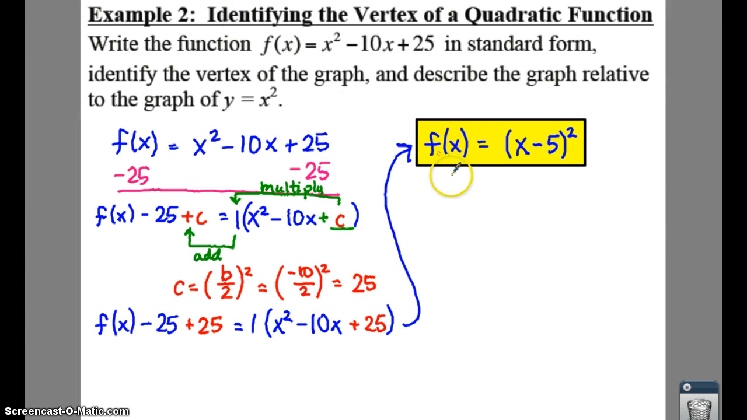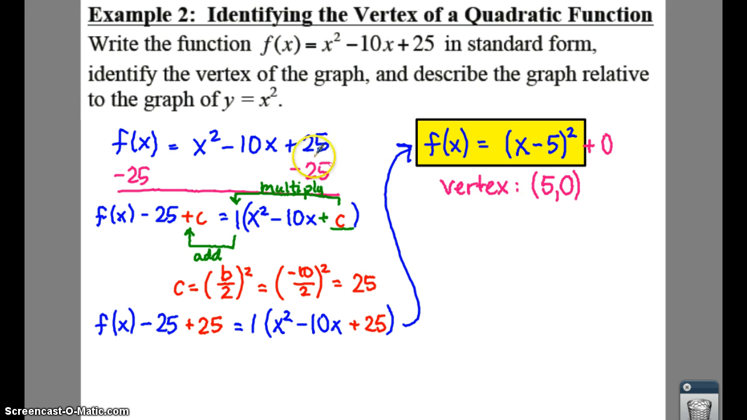So now let's identify our vertex. Remember you have to use whatever the opposite is on the inside of your parentheses. We have a negative 5 here, so we're going to write down a positive 5. Well, what's your y value? We're looking for a number out here. Well, we have a plus 0, we just don't write it. So we're going to put 5 comma 0 for our vertex.